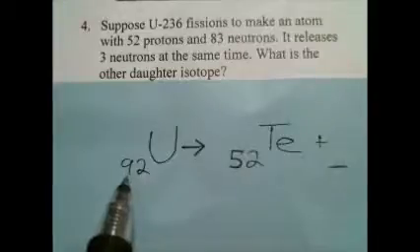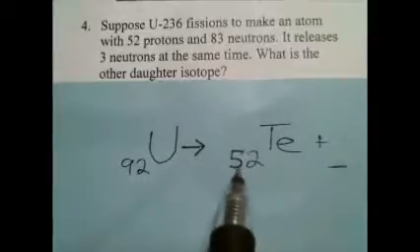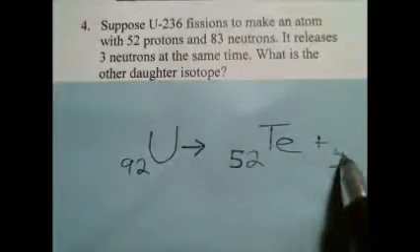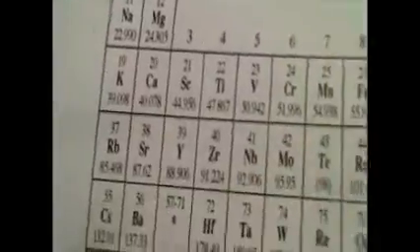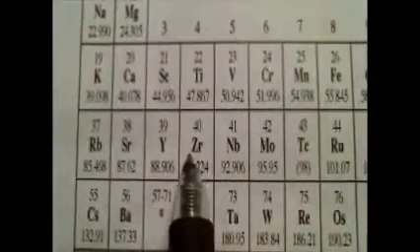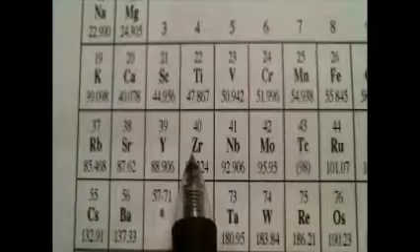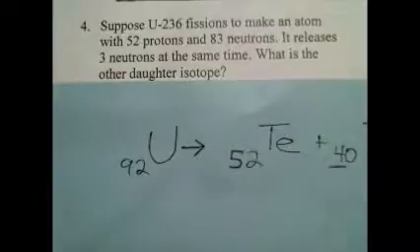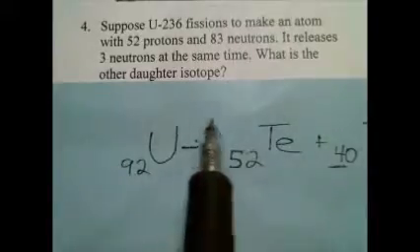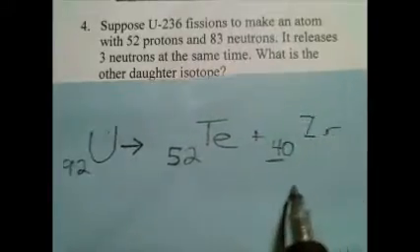We started off with 92 protons. One of the daughter isotopes has 52, so that means that we have 40 that are still unaccounted for. So the other atom has 40 protons. And from the periodic table, that's going to be zircon, Zr. We don't really need to put any of the other numbers around these letters. So letter A is our answer.